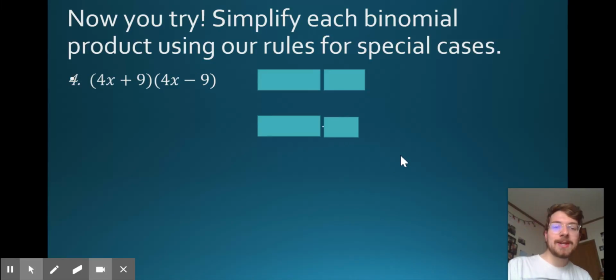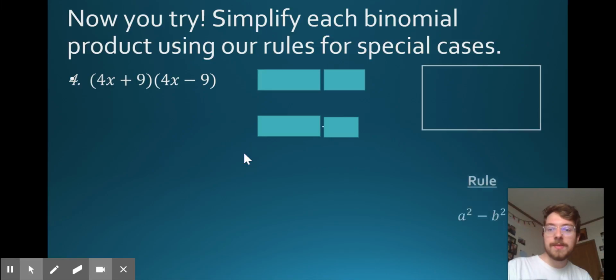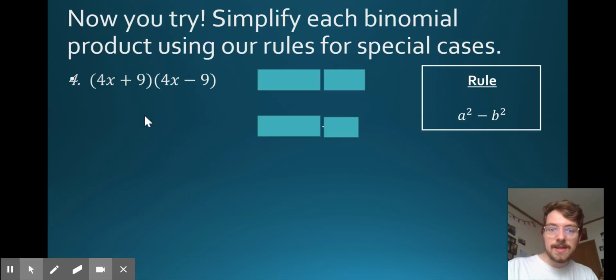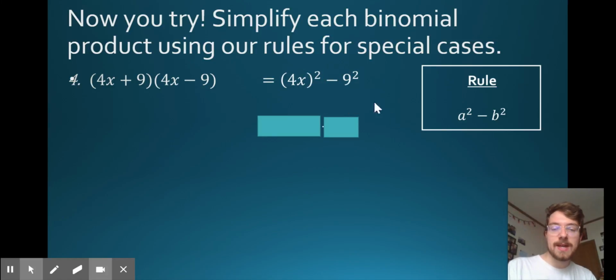My last one, I wanted to go a little crazy. So I've got 4x plus 9, 4x minus 9. I've got 2 binomials. One is adding, one is subtracting. So you've got to use that sum and difference product rule. So again, that a squared minus b squared. First term is 4x. We'll say that's our a. So I've got to square that whole thing. And then my second term is 9. So I have to have minus 9 squared.